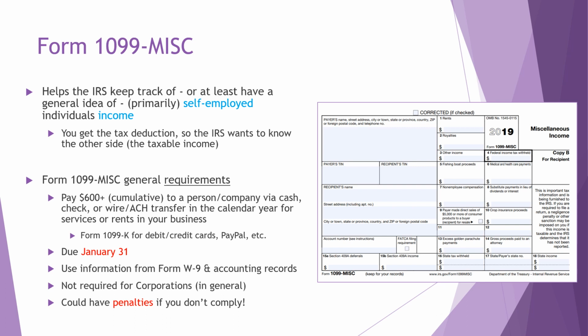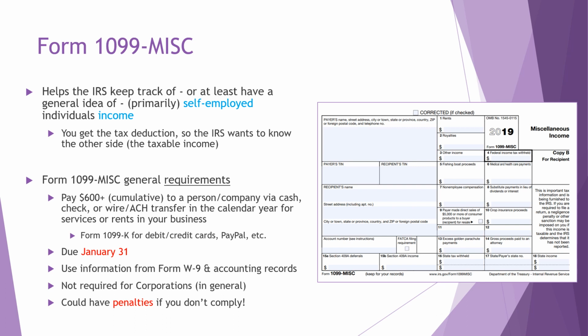So in general, you're going to file a Form 1099 Miscellaneous if you paid a person or company $600 or more during the year via cash, check, wire, ACH, bank transfer, or a combination of those for services or rents, and that's going to be in your business. So if you just have somebody come out to repair your AC at your home and that's not in your business, then you don't have to worry about this. It goes back to getting the tax deduction.